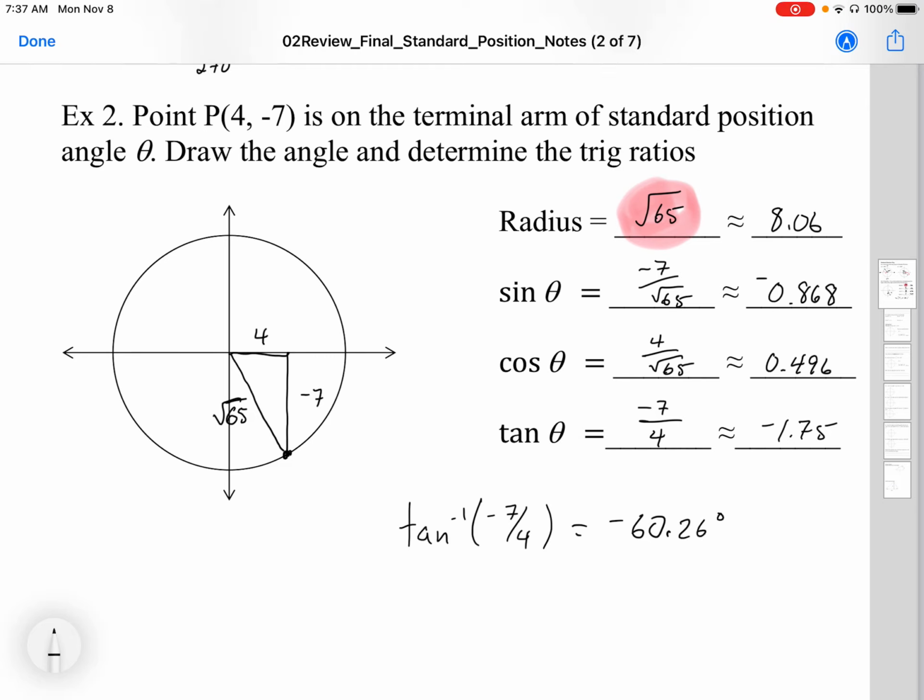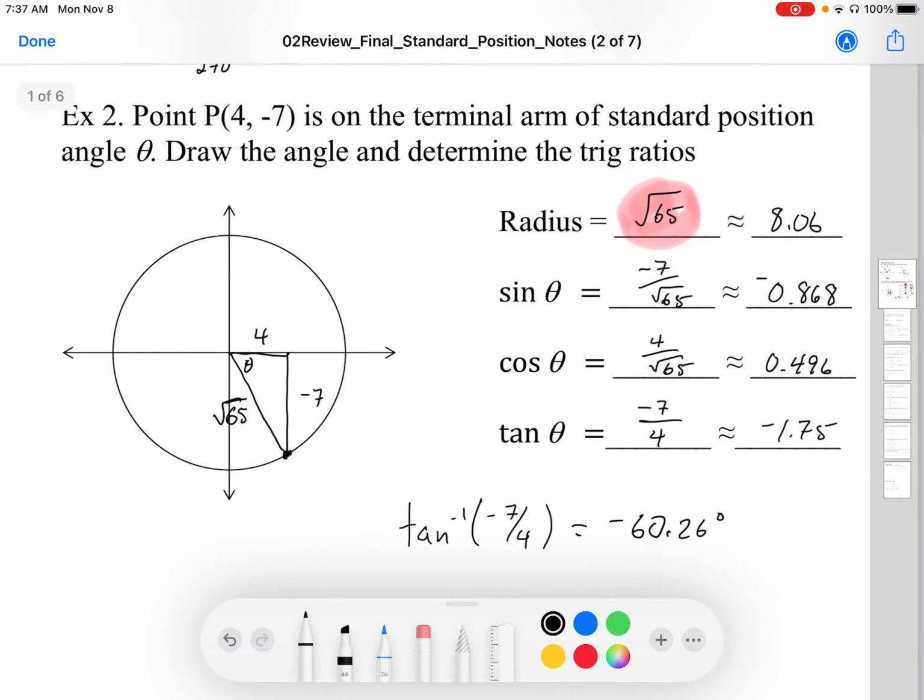Okay, and that angle is this angle in here. Again, that's not the angle in the triangle. It is a standard position angle. It's the angle that gets us to the position from the terminal, from the initial arm, moving in that direction.